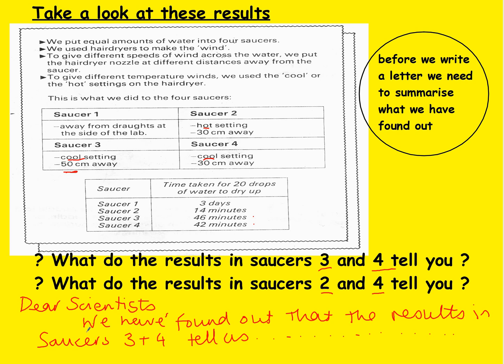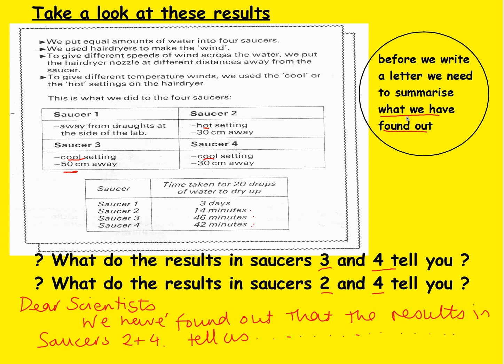Then the next sentence, very similar. We have found out that the results in, rather than sources 3 and 4, the sources 2 and 4 tell us. And again, I want you to tell me what's the same in sources 2 and 4 and what's different and why the results are different in sources 2 and 4. So in other words, we're summarising what we have found out from these scientists' data.